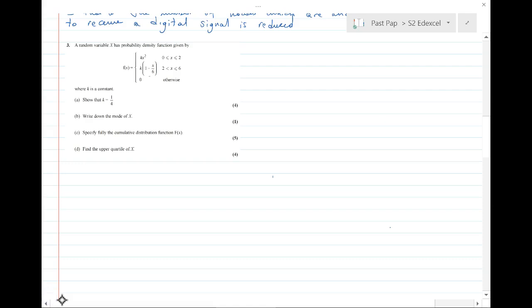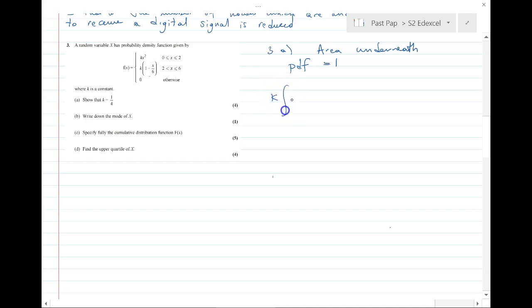So question 3 is a continuous random variable question. We've been given a PDF and we use the fact that the area under the PDF is equal to 1. Quite important, because something's going to happen between 0 and 6. Area underneath is equal to 1. That's the thing we're going to use, but this is broken into 2 bits, so we've got 2 bits we've got to integrate.